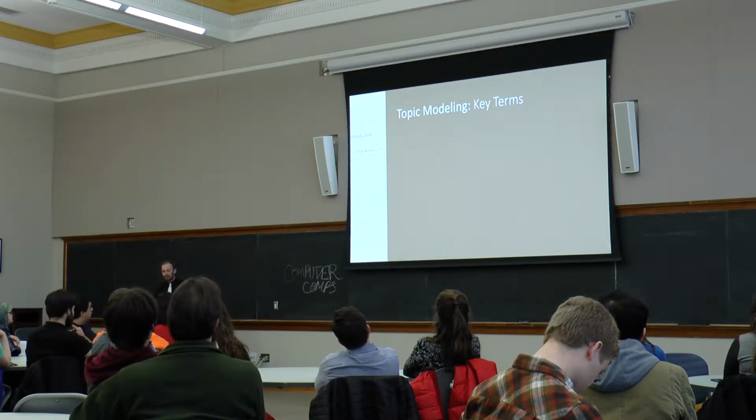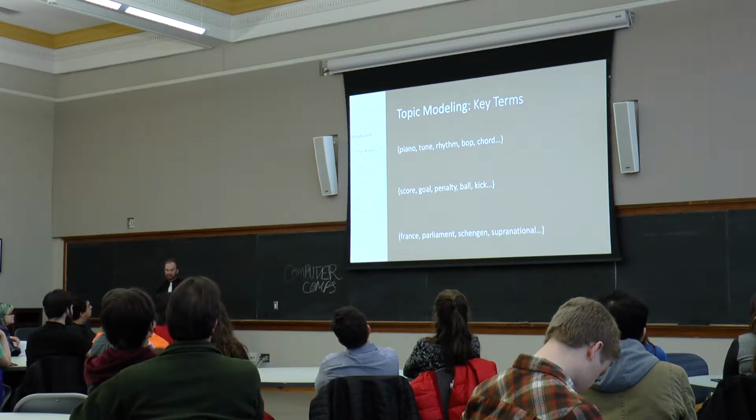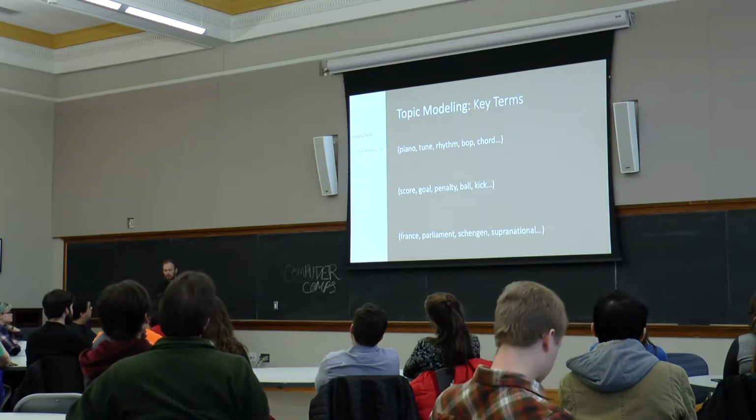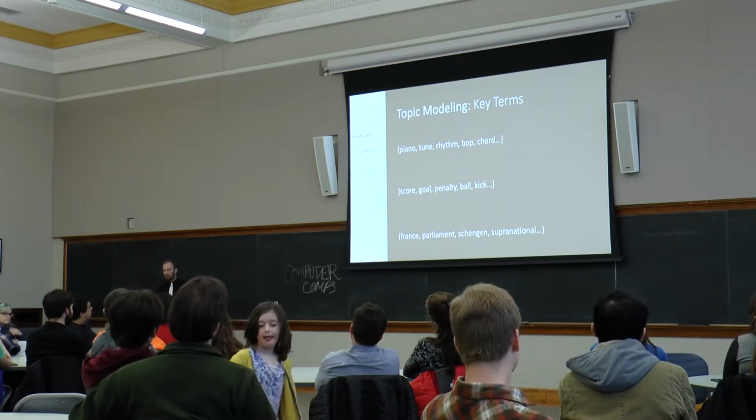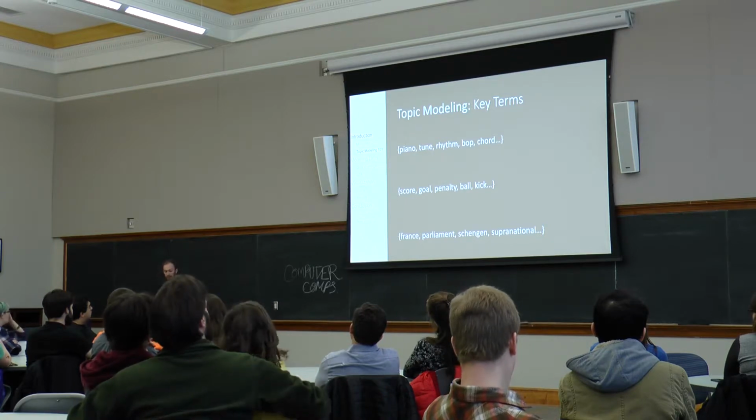When we run topic modeling on a corpus, the most important output is the topics themselves. A topic is just what it sounds like, a group of words that go together, such as piano, tune, and rhythm, or score, goal, and penalty, or even France, Parliament, and Schengen. Topic modeling puts words in a topic together when they are likely to appear alongside each other in documents. Topic modeling is unsupervised machine learning, which means that it generates patterns by itself with no help from us or from labels in the data.